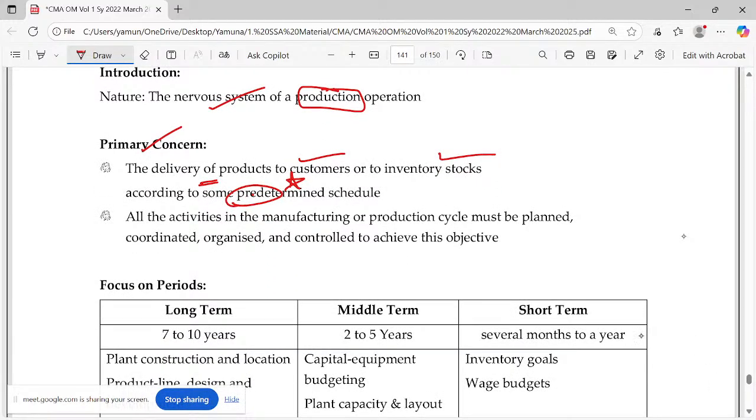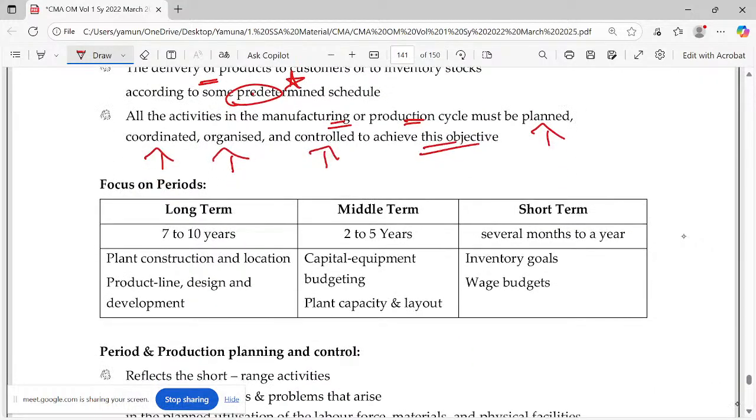So all the activities in the manufacturing or production cycle must be properly planned, must be properly coordinated, must be properly organized, must be properly controlled to achieve that objective. You focus on periods. Usually we say three terms, short term, middle term and long term. See, case to case is different.